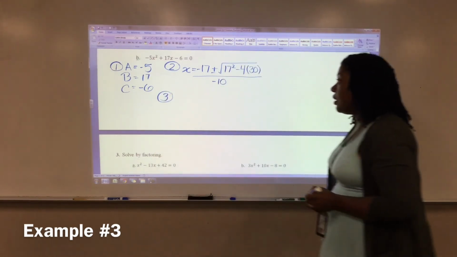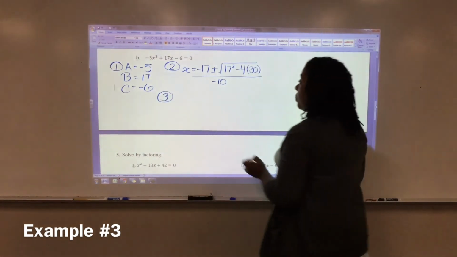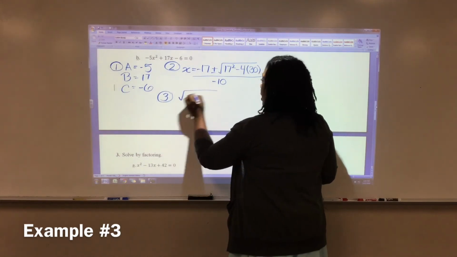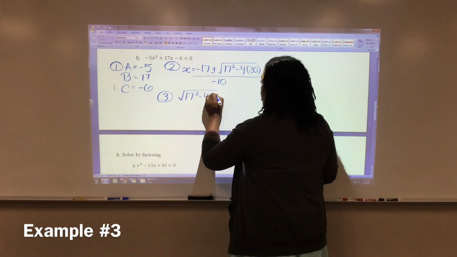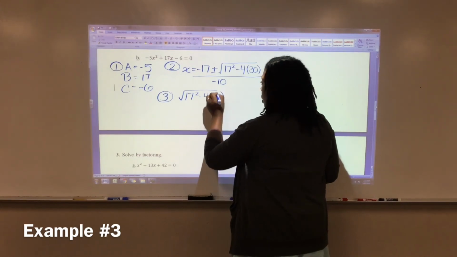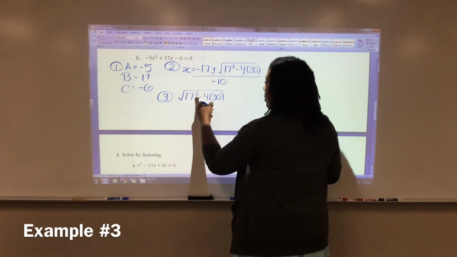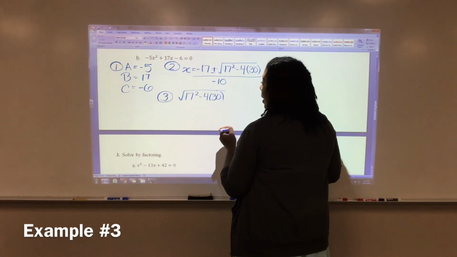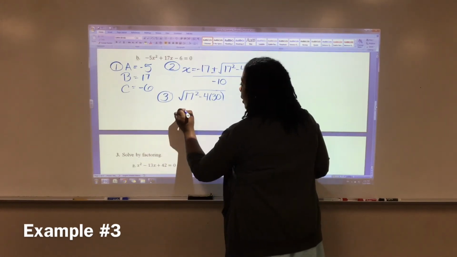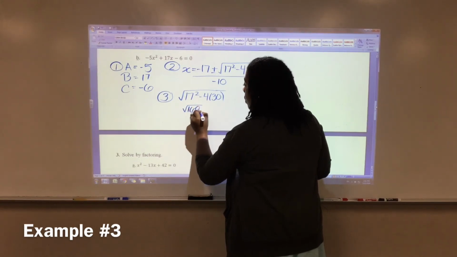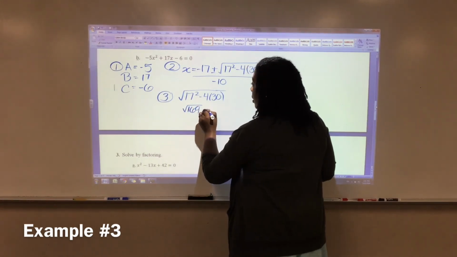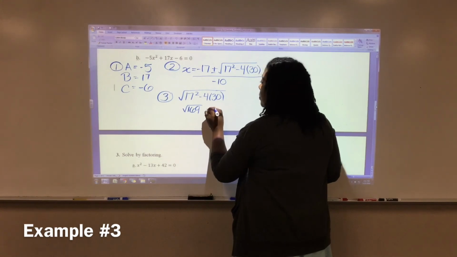Step 3, we're going to simplify our square root. So our square root, again, is 17 squared minus 4 times 30. When we plug the 17 squared minus 4 times 30 in the calculator, we get 169. And the square root of 169 is 13.